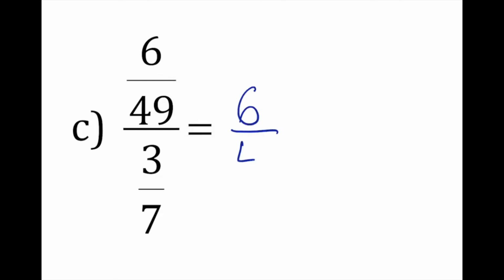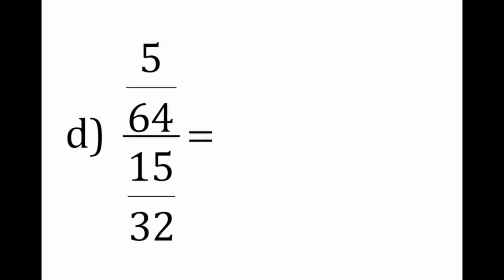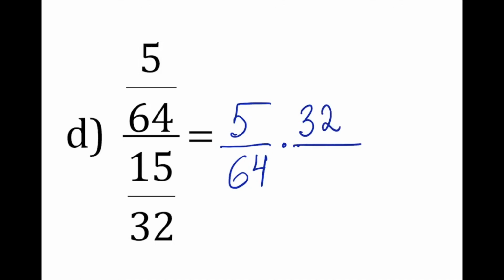Rewrite 6 over 49 multiplied by the reciprocal, which is 7/3. Simplify, divide by 3, and divide by 7. 2 over 7. And our last scary compound fraction, rewrite again, 5 over 64 times the reciprocal, 32 over 15.